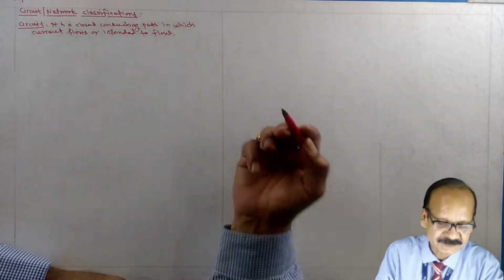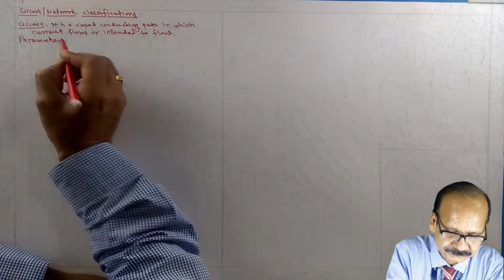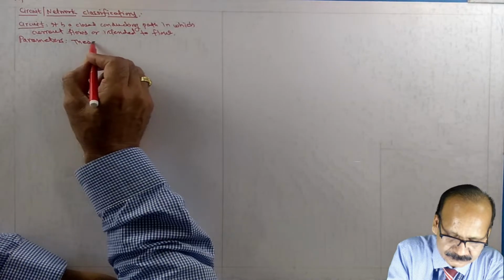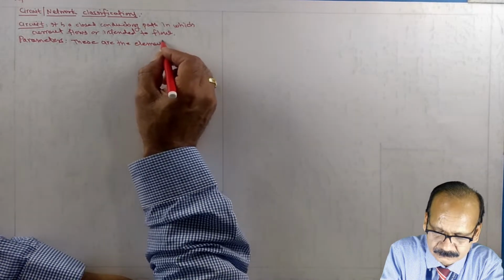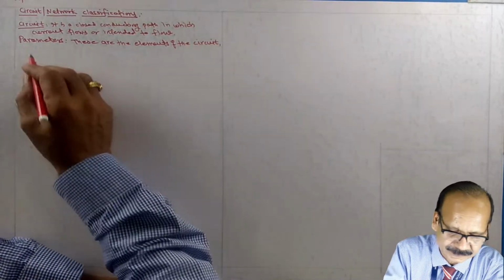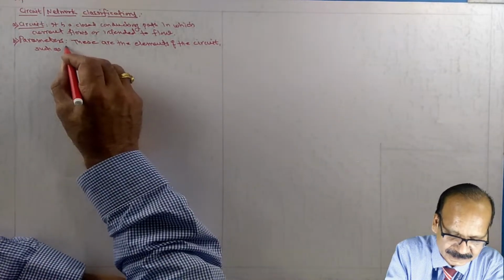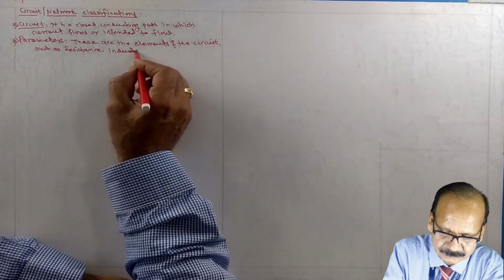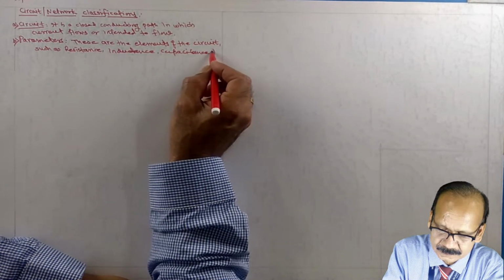Okay. Then what is a parameter? Circuit parameters are the elements of the circuit such as resistance, inductance, capacitance, etc.